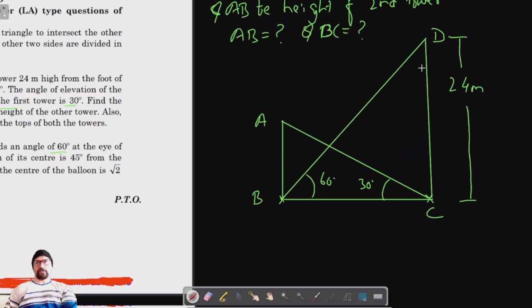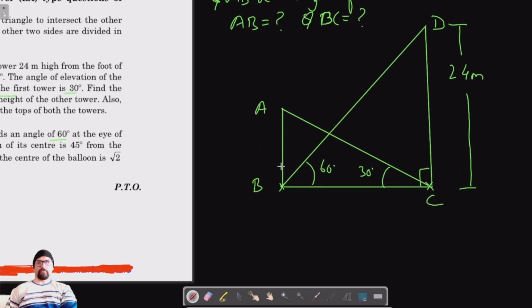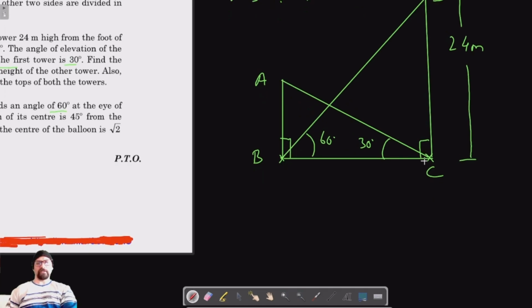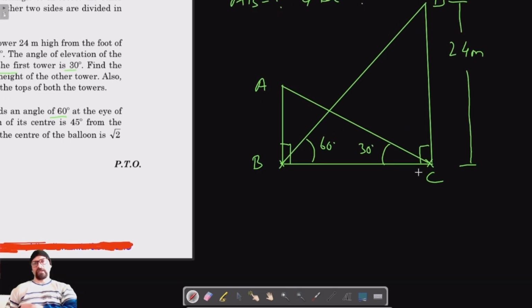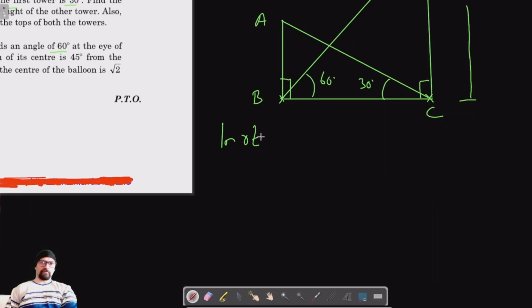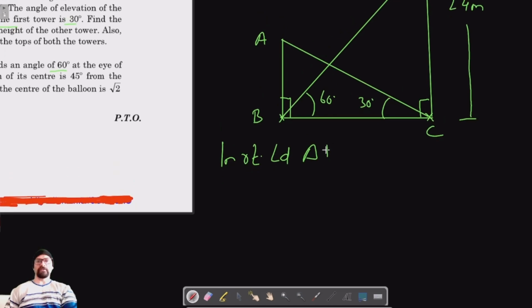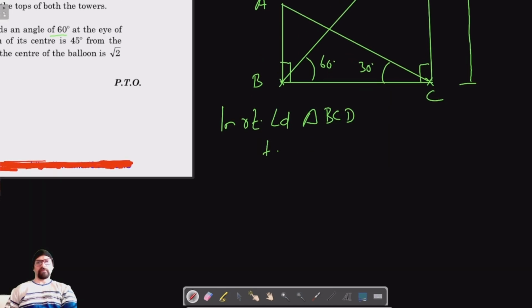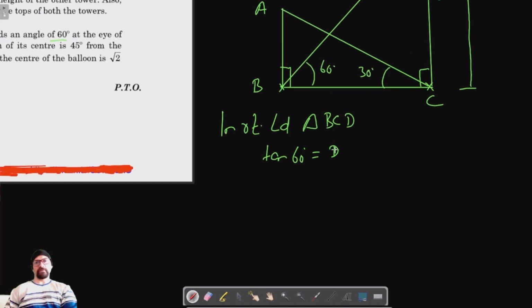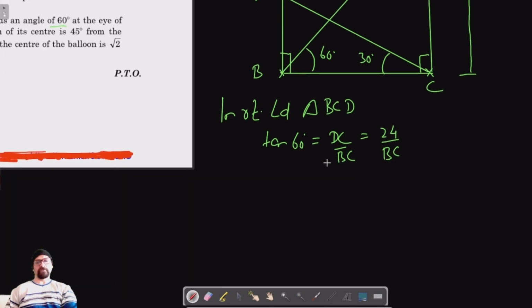Okay, so in a right angle triangle, because these poles are standing vertically on the ground, they make an angle of 90 degrees with the ground, so it's vertical. Let's first form the right angle triangle. So this is right angle triangle BCD. If we use tan 60, it will give us DC by BC, and DC is 24, which will give us BC.